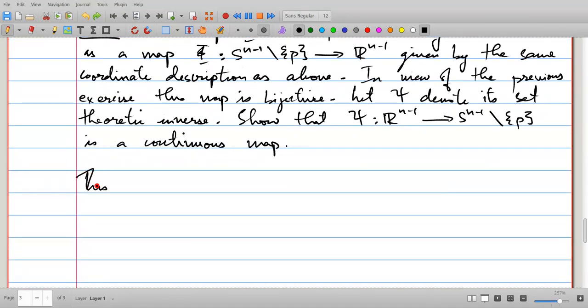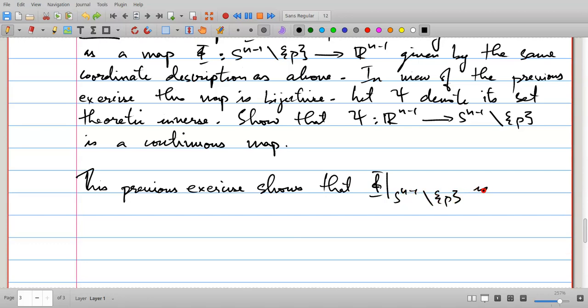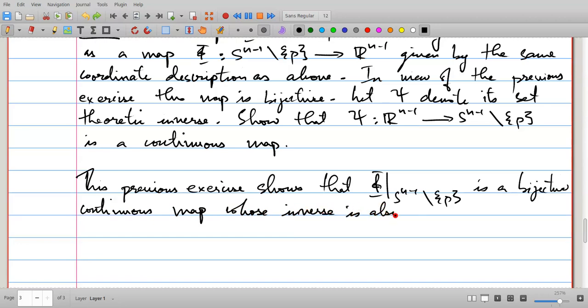So this previous exercise shows that phi restricted to Sn minus 1 minus p is a bijective continuous map whose inverse is also continuous.